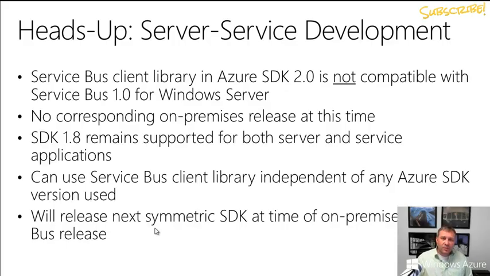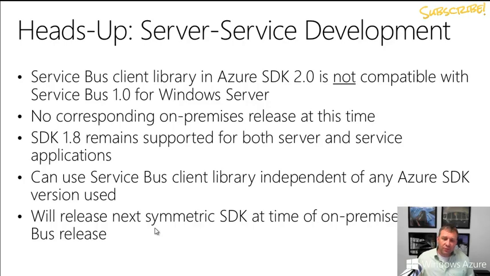So it's not compatible with Service Bus 1.0 for Windows Server. You can still use the 1.8 version of the SDK; the 1.8 version of the assembly is fully supported. If you need a single assembly, you can use that against server and service. If you want to have symmetry, that compatibility will still be maintained.